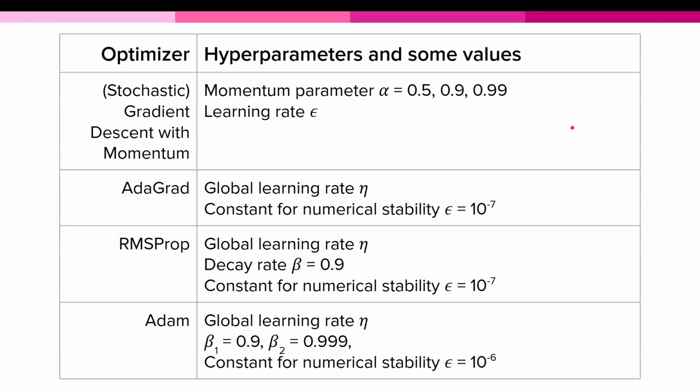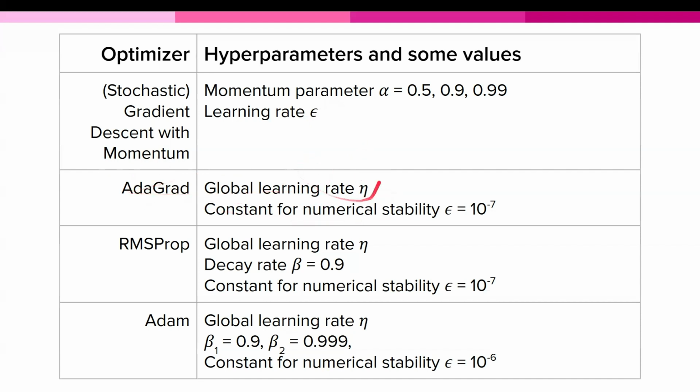All right, so to summarize quickly before we move on, we saw four new optimizers today: stochastic gradient descent with momentum, Adagrad, RMSProp, and Adam. Momentum has the momentum parameter alpha. Typical choices for that are 0.5, 0.9, and 0.99. There was also that learning rate epsilon. From the point of Adagrad onward, the learning rate, I switched that to eta.